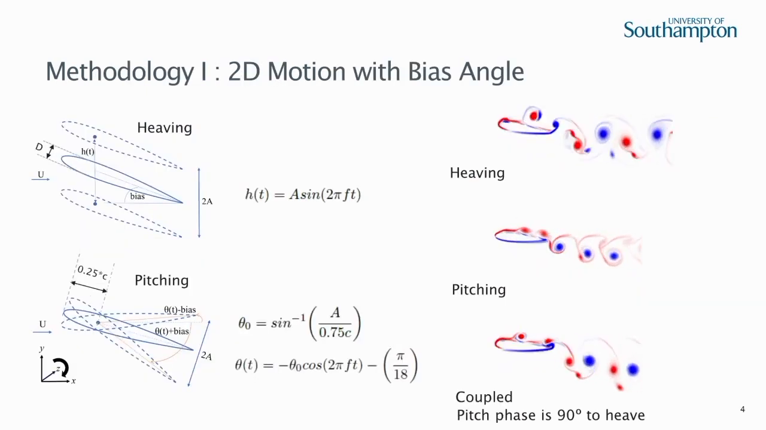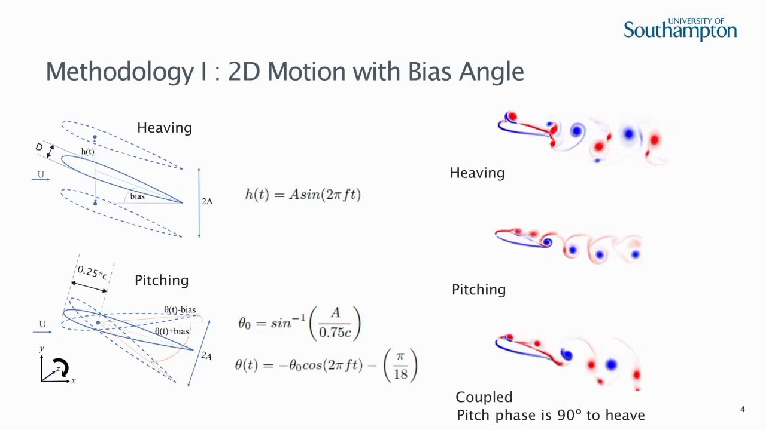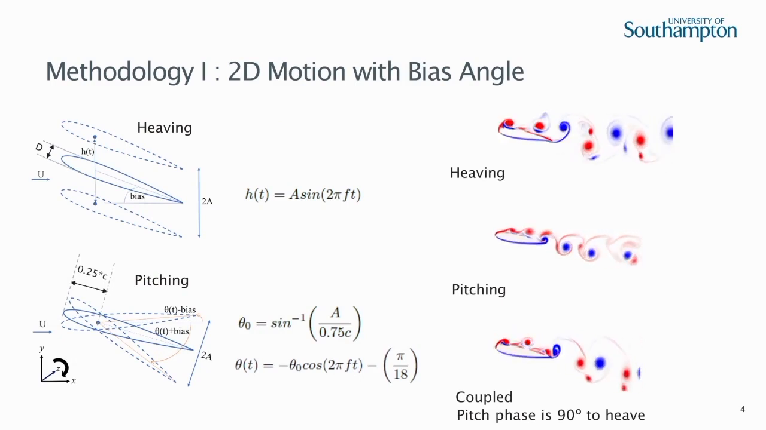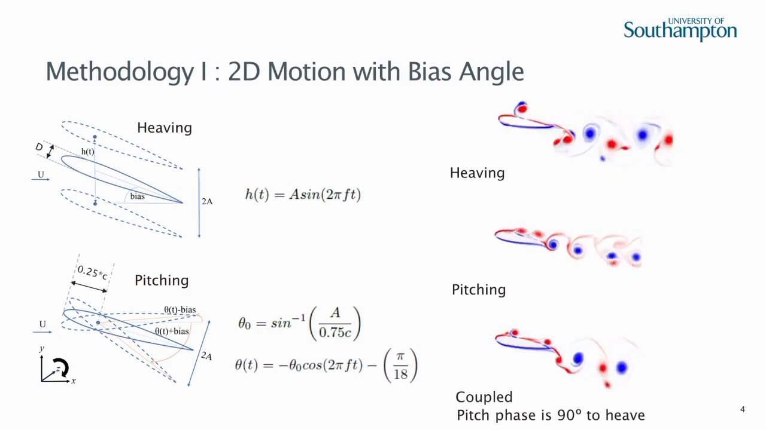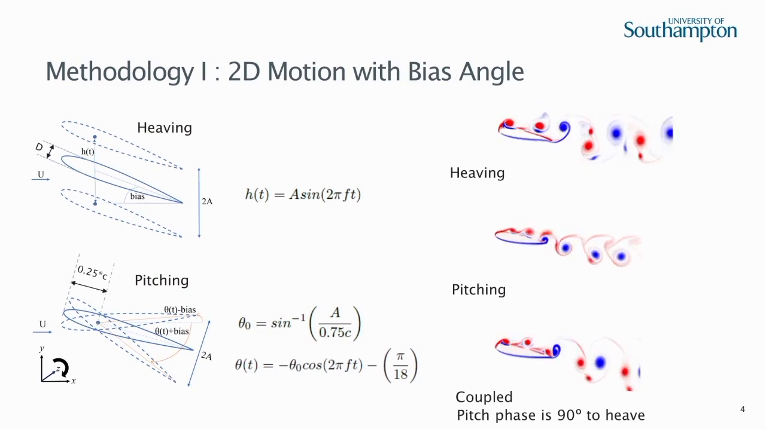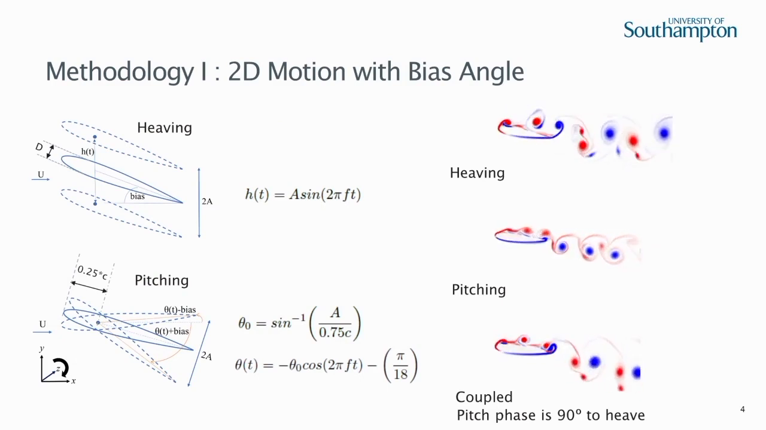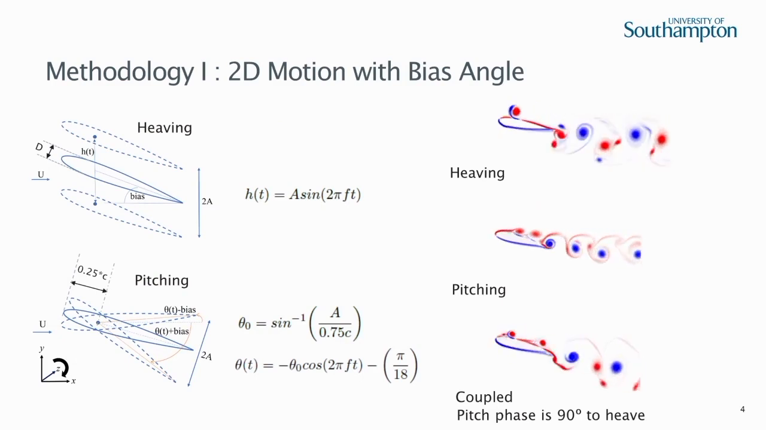In my methodology, I will present heaving, which is the up and down motion, and pitching, which is the rotation. The rotation point for pitching is a quarter of the chord length from the leading edge. I will also present the coupled motion, which is the combination of heaving and pitching with a phase of 90 degrees.